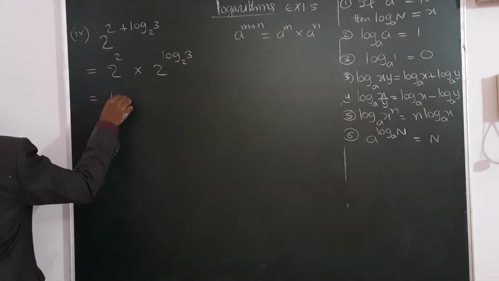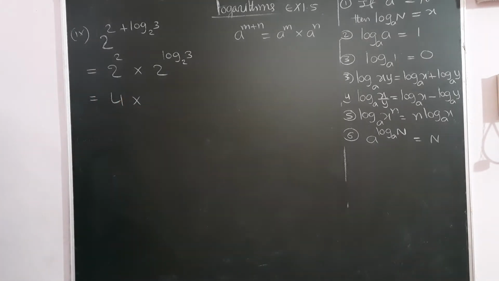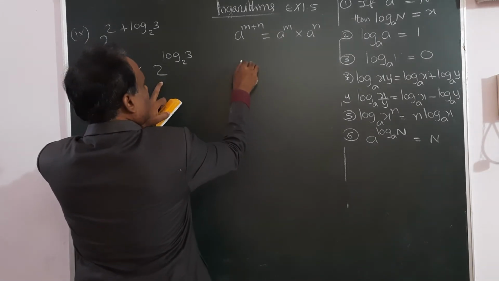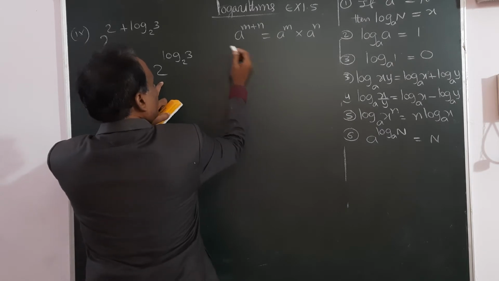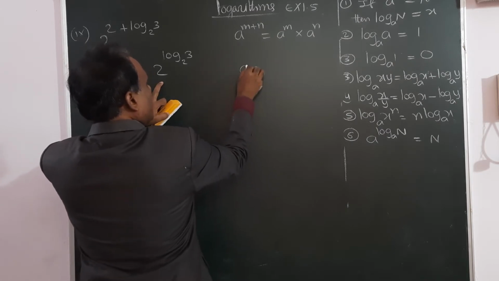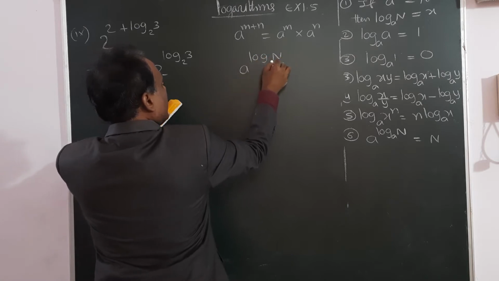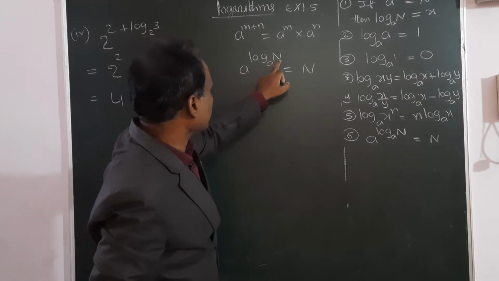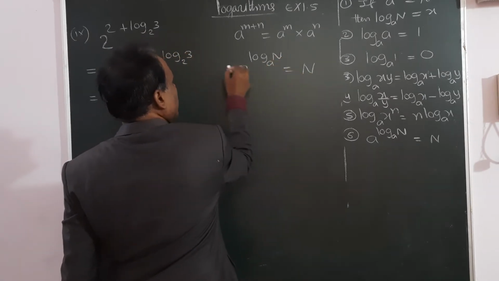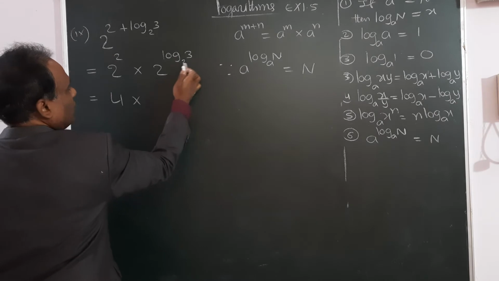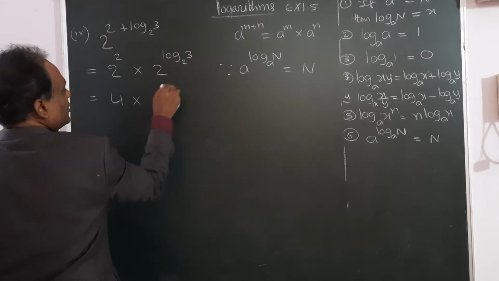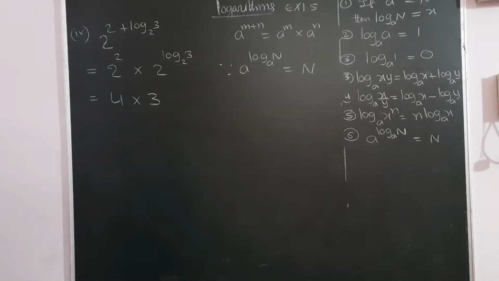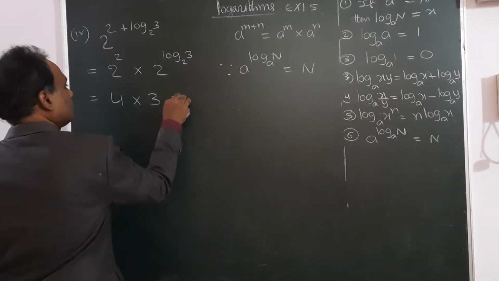2 square is 4. 2 square is 2 into 2, 4. What is this? Last formula, a very rarely used formula. What is that formula? A power log n to base a is directly equal to n. That means if these two are equal, then directly it is n. So the same formula here. So the total simplification is nothing but 3. 4 into 3, 12.